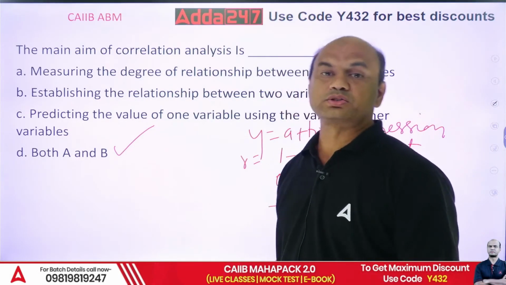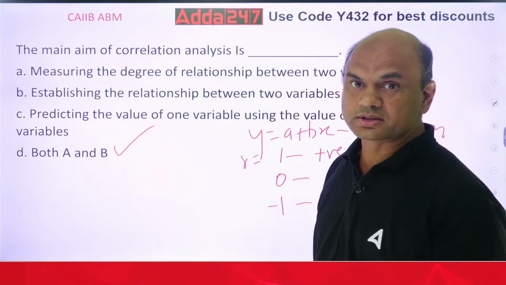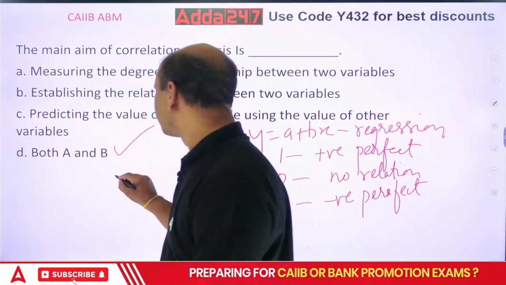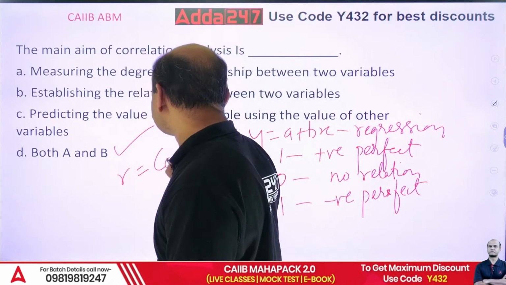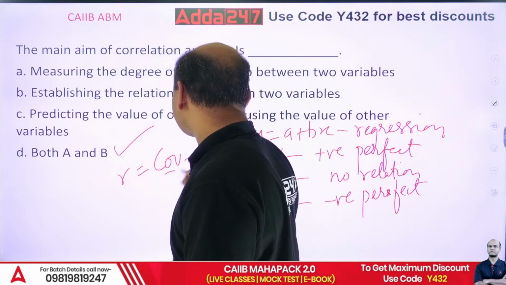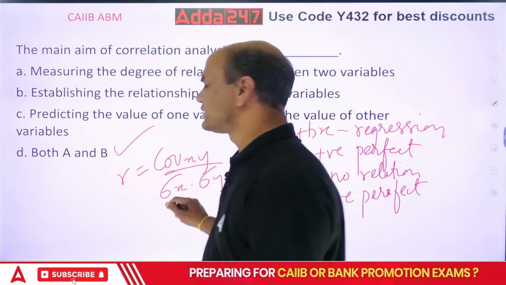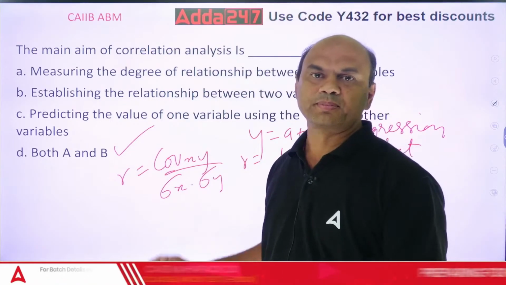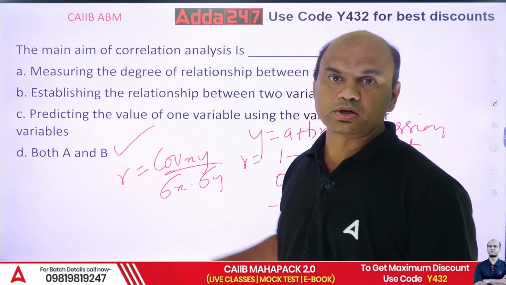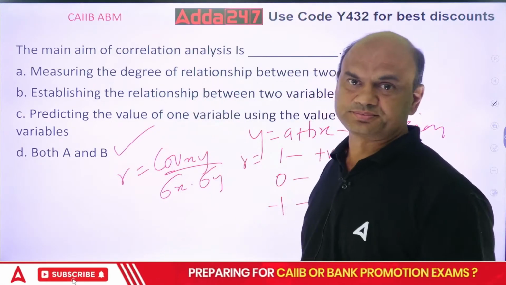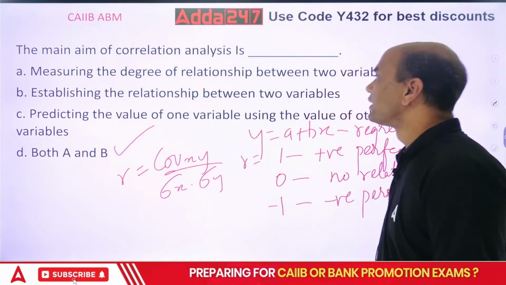R equals covariance upon sigma x, sigma y. Now these are all the extra formulae. R equals covariance of xy upon sigma x into sigma y, meaning standard deviation of x into standard deviation of y. This is known as the coefficient of correlation. It will give you the relationship between two elements. So that is the main objective.